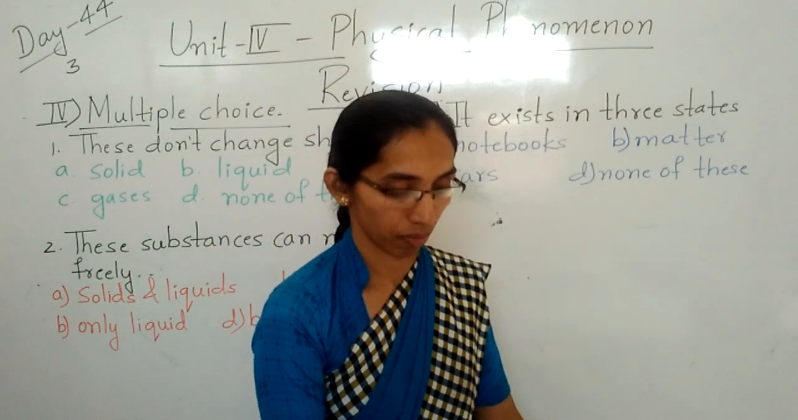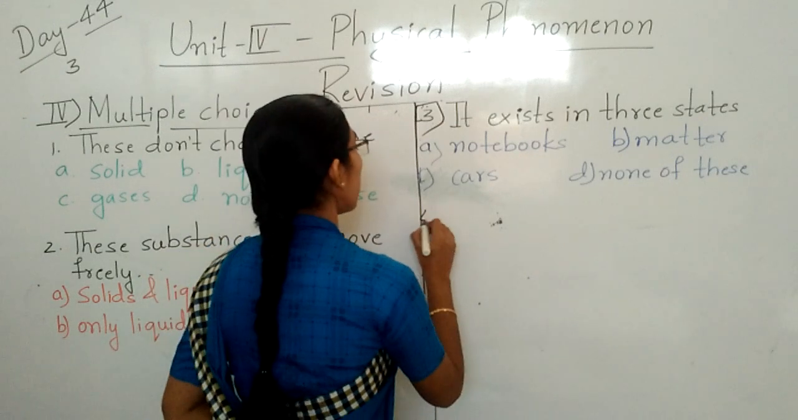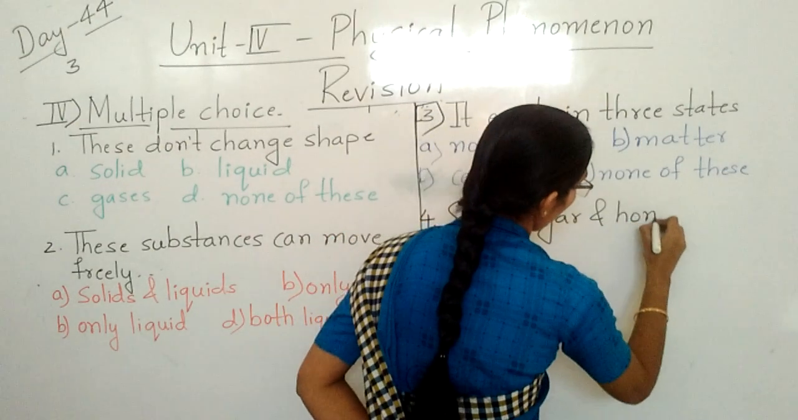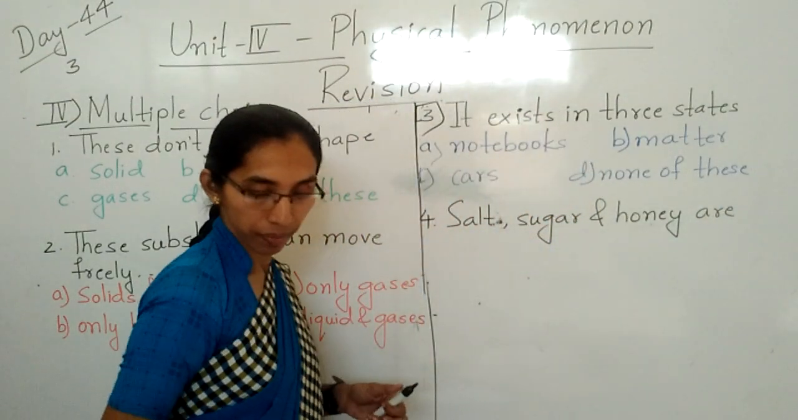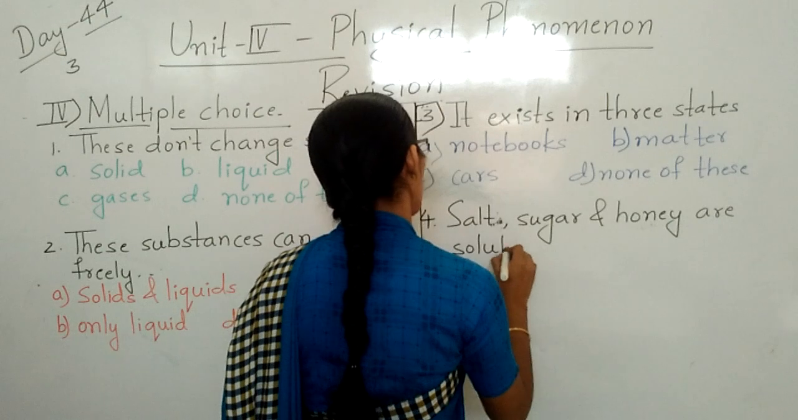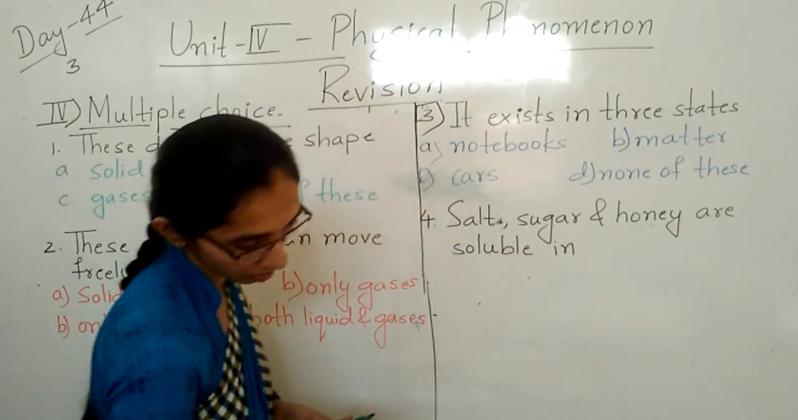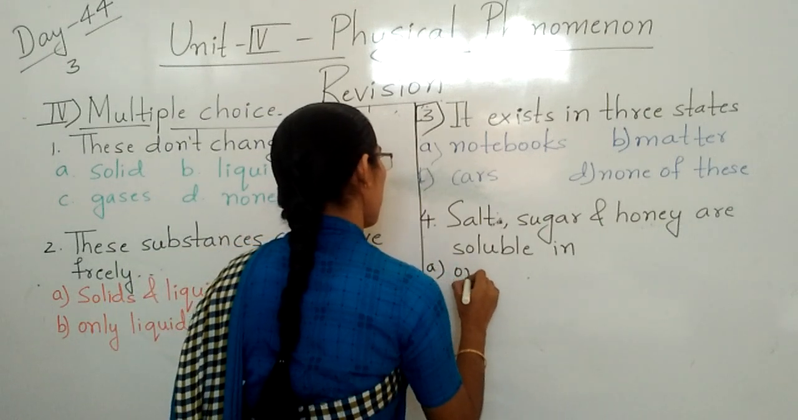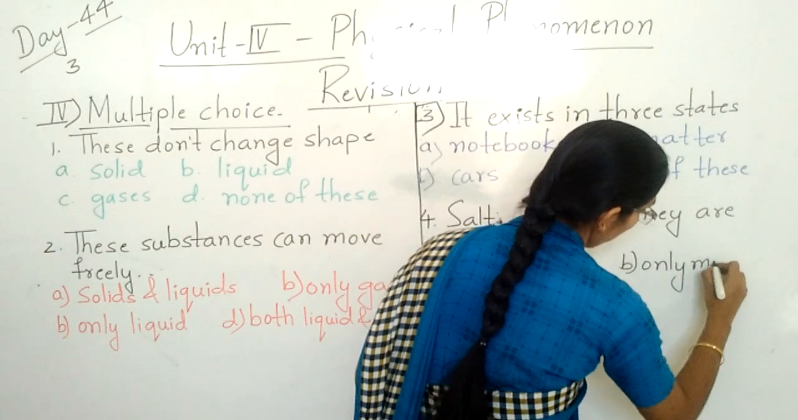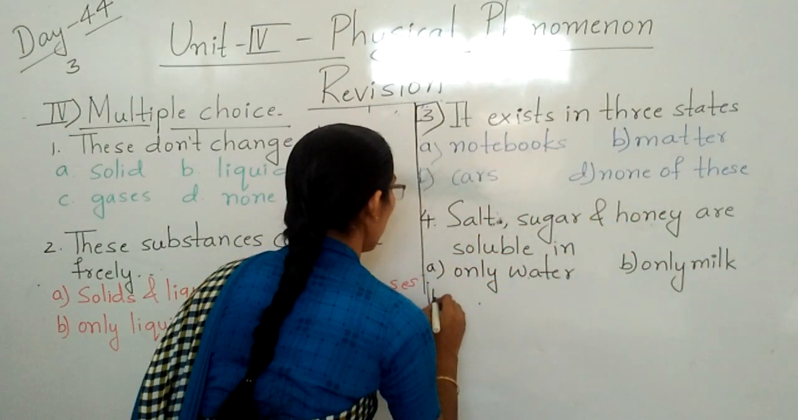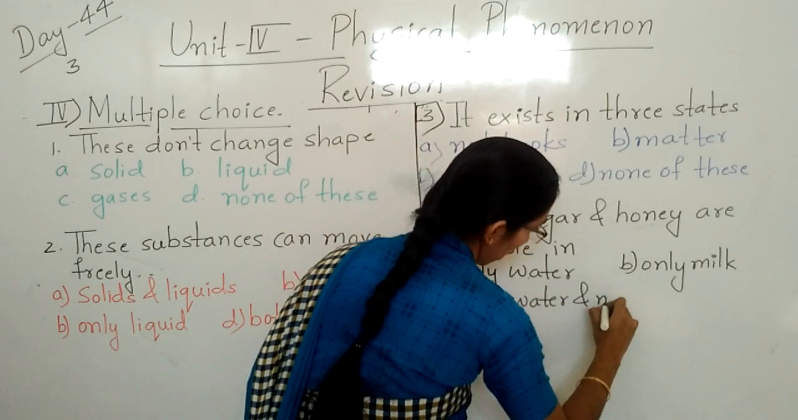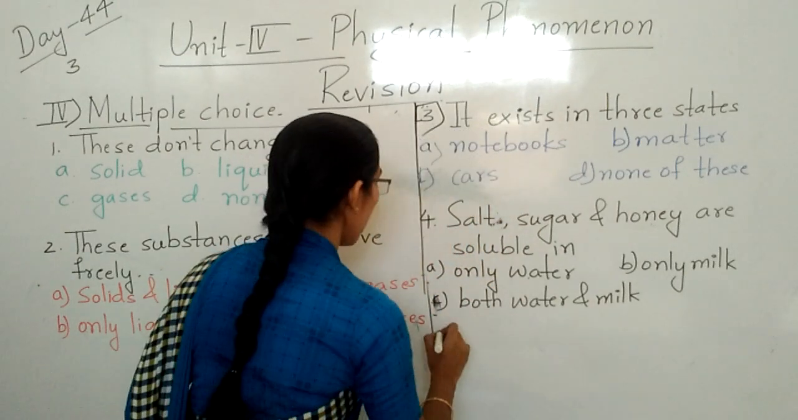Next one. Salt, sugar and honey are soluble in, options: A, only water, B, only milk, C, both water and milk, D, none of this.